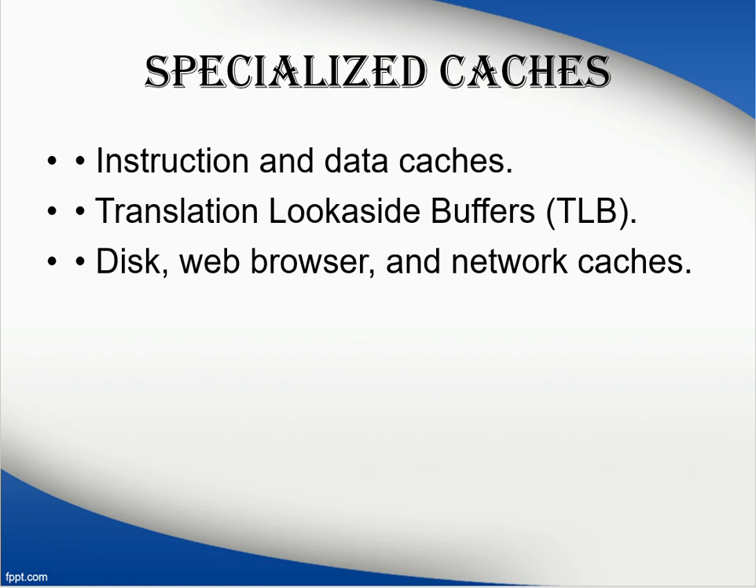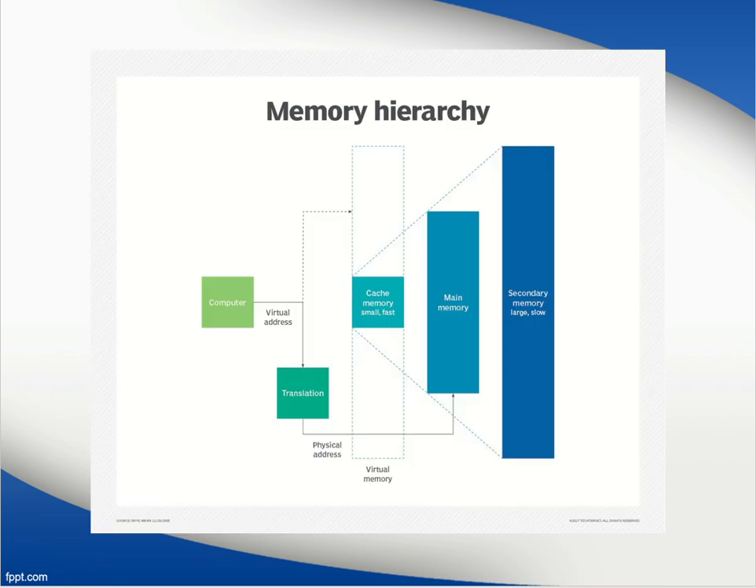Now let's look at a clear diagram of what we are talking about. So this is a memory hierarchy. You can see we have a computer, the virtual address translation, which is known as the physical address to the virtual memory. So we have the cache memory. It is very small and fast. And we have the main memory and we have the secondary memory. The secondary memory is large and slow.